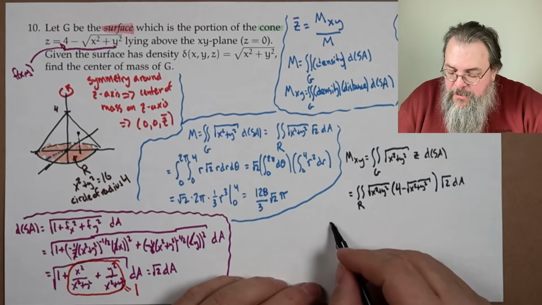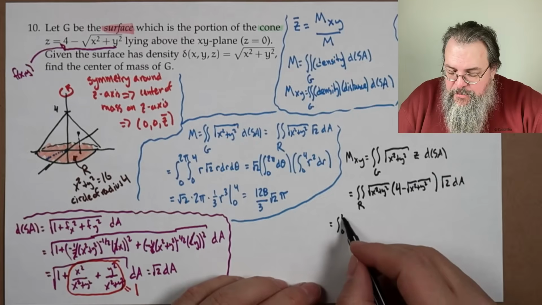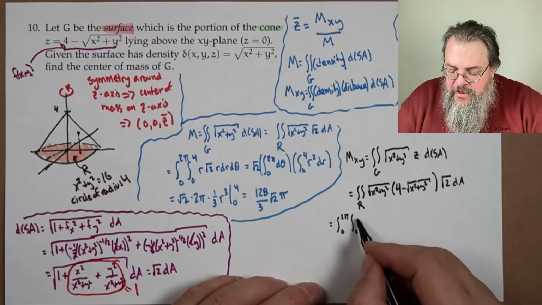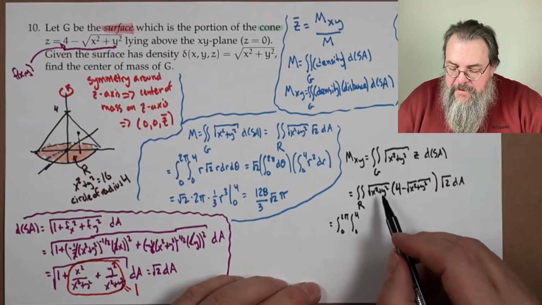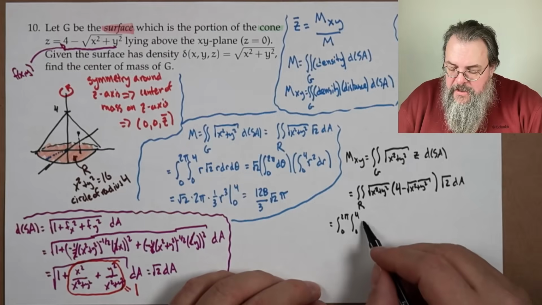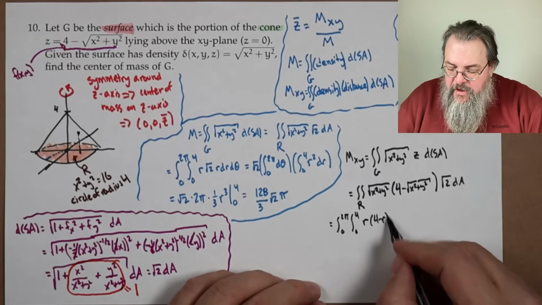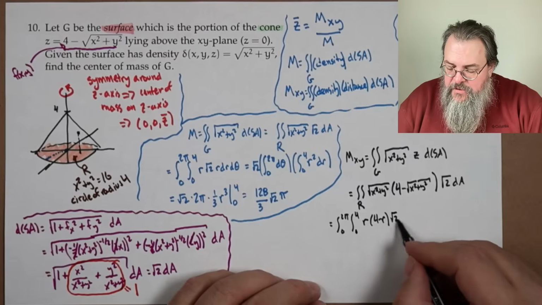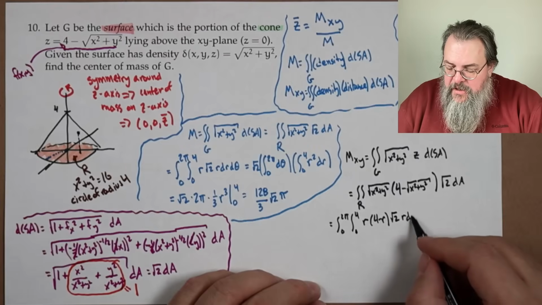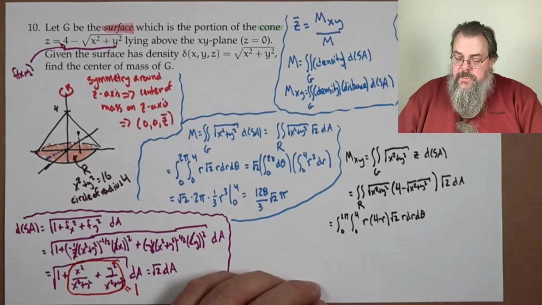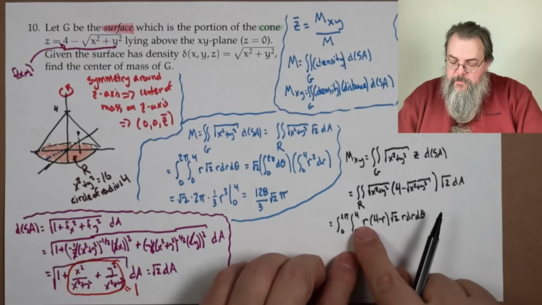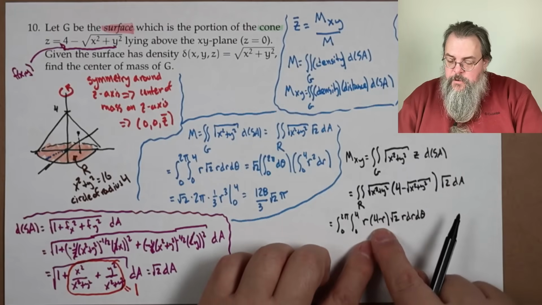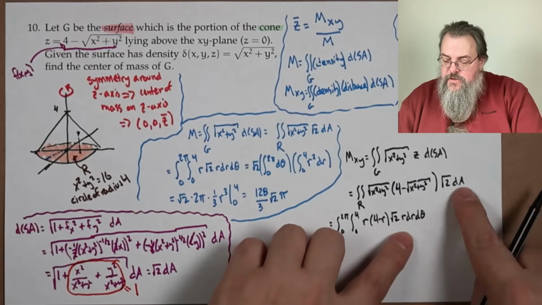So this equals the integral from 0 to 2 pi, integral from 0 to 4, and then we have our r times 4 minus r times our square root of 2 times our r dr d theta. Okay, so let's make sure we understand. There's our first r, 4 minus r, square root of 2, there's our dA.